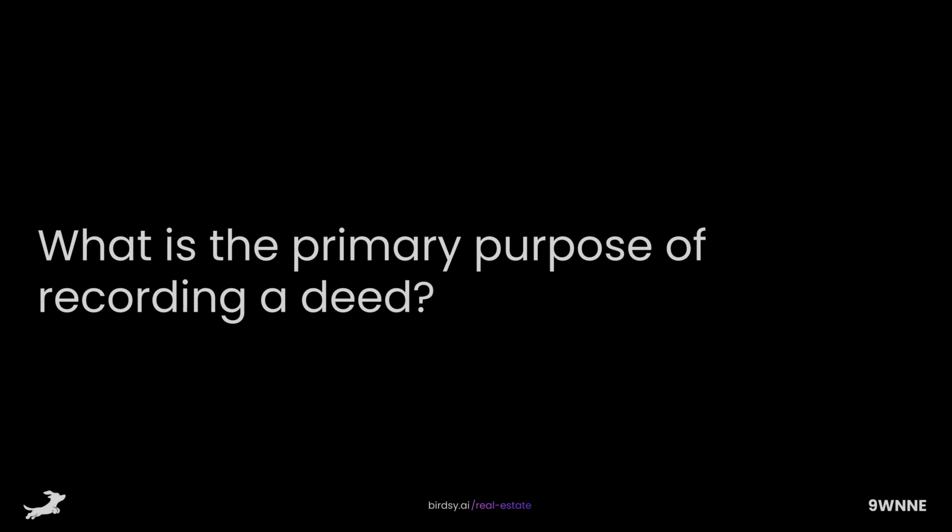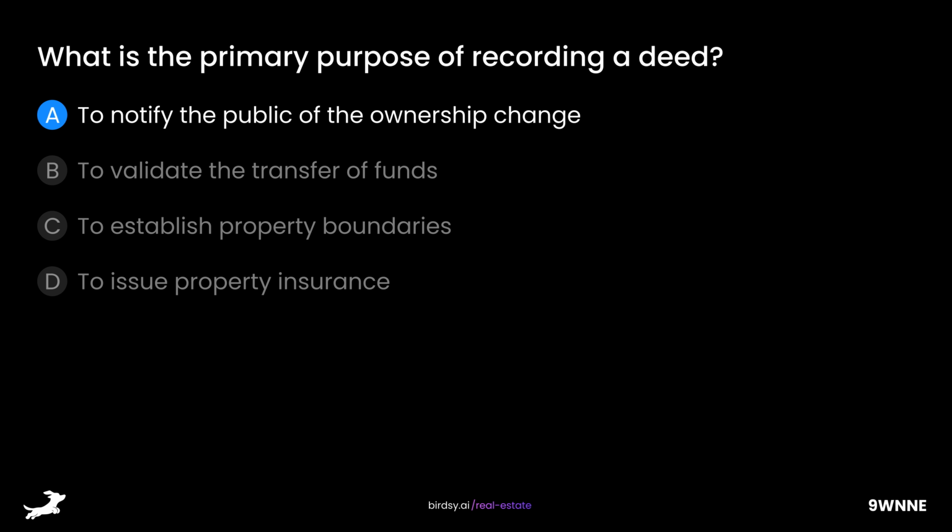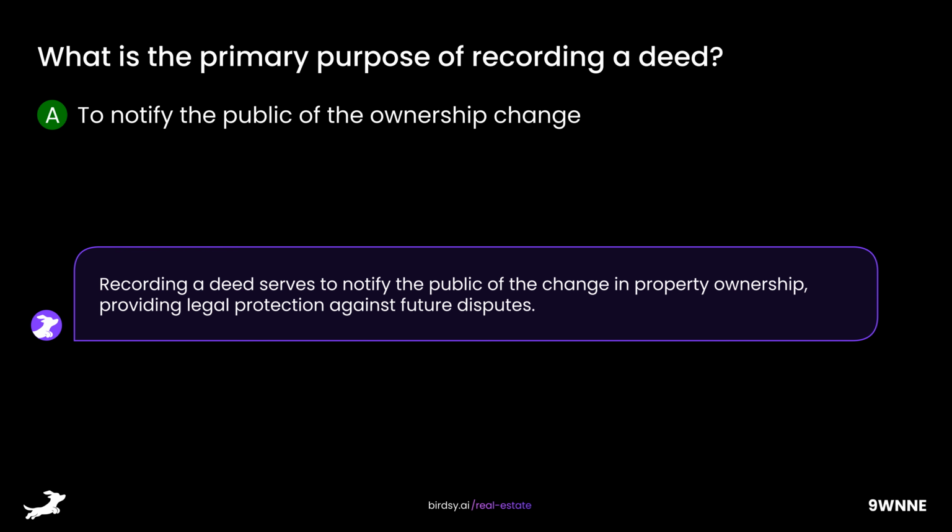Transfer of property. Title and deeds. What is the primary purpose of recording a deed? Is it A. To notify the public of the ownership change, B. To validate the transfer of funds, C. To establish property boundaries, or D. To issue property insurance? The answer is A. To notify the public of the ownership change. Recording a deed serves to notify the public of the change in property ownership, providing legal protection against future disputes.